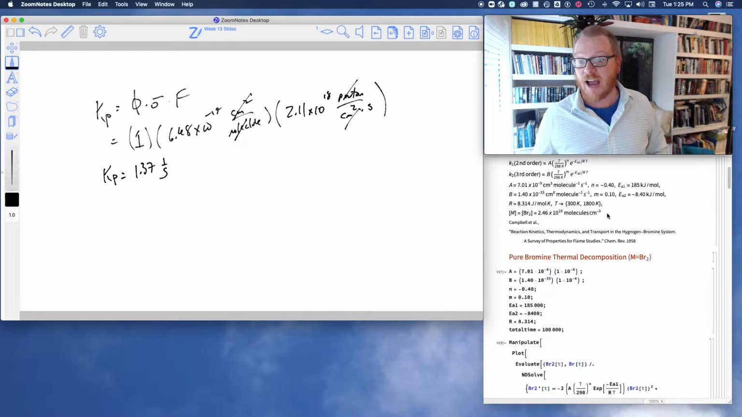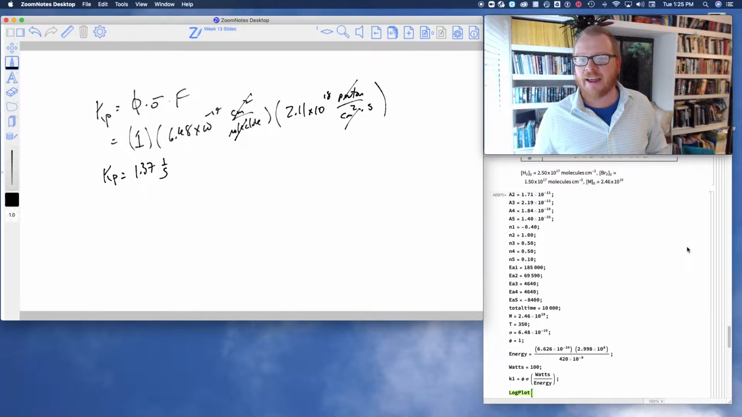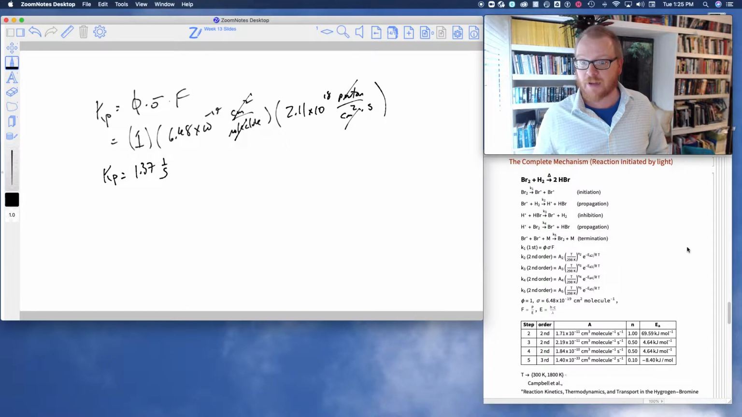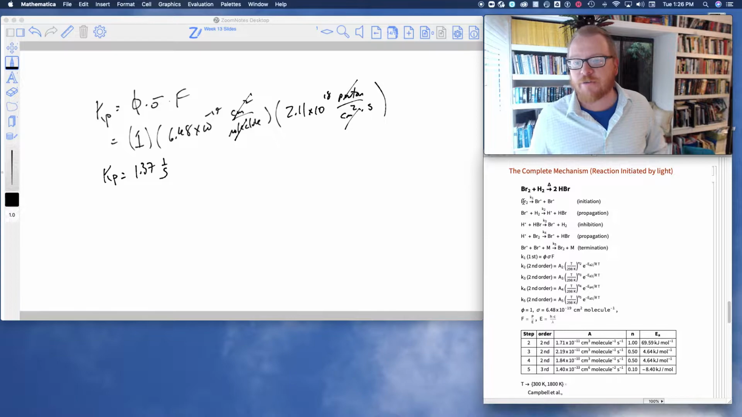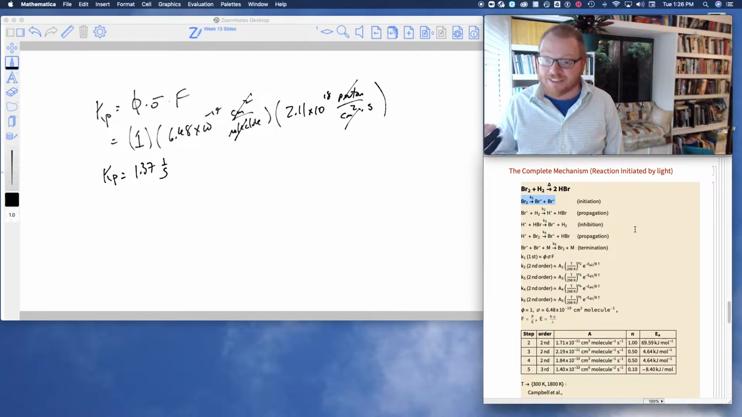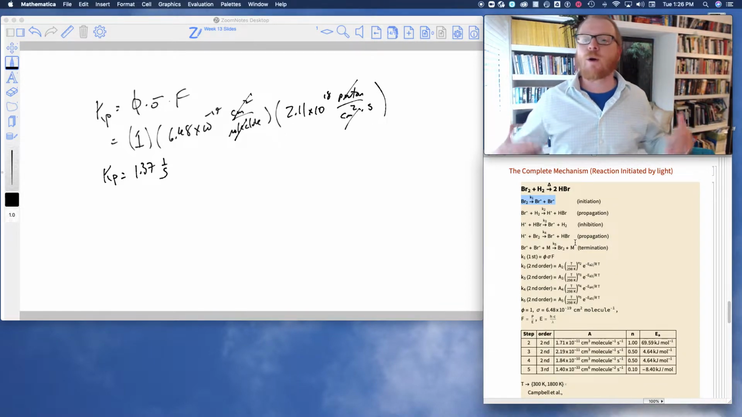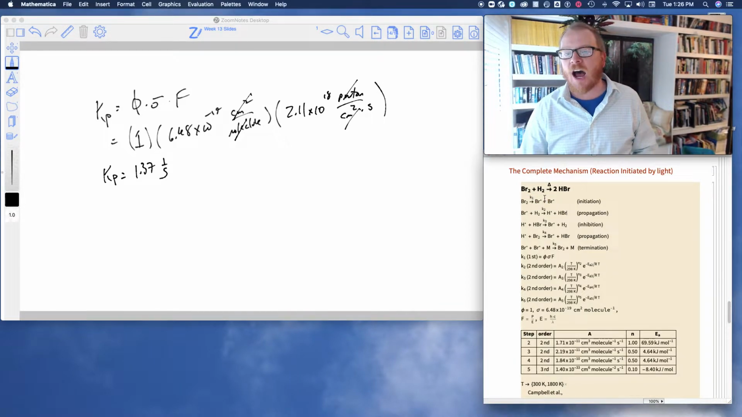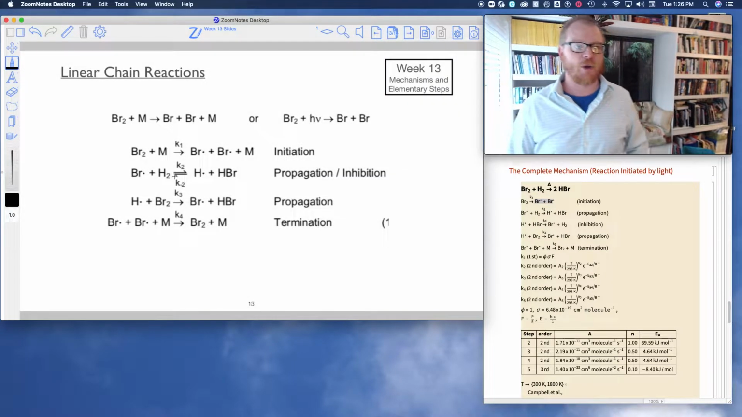So I've still got this hydrogen-bromine reaction, right? But now I added in a photochemistry model. Okay, and so here it is. The mechanism is very similar. However, in that very first step, there's no bromine plus M to make the collision happen. It's just bromine absorbs a photon, and that photon directly leads to the production of bromine radicals. I think that I've got that. Yes, here we go.